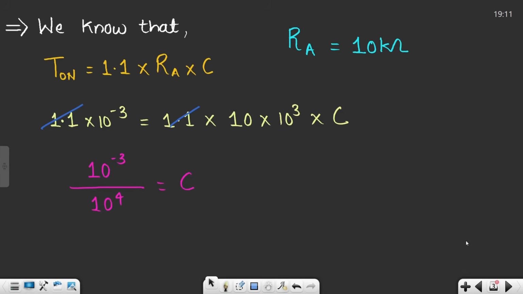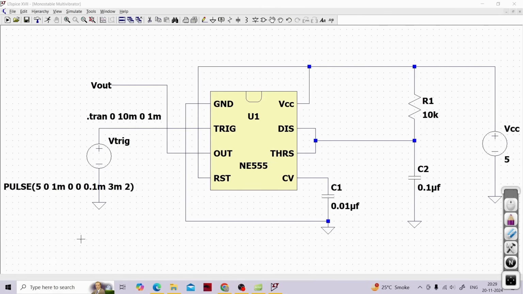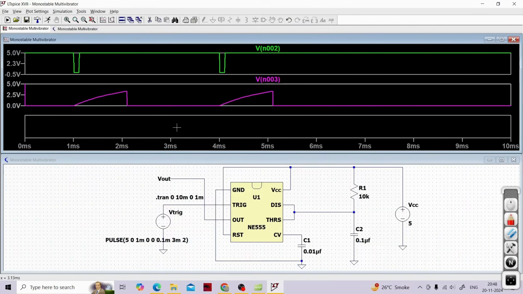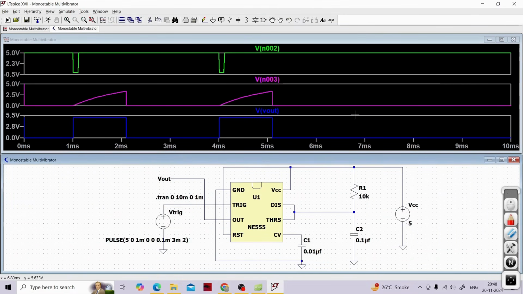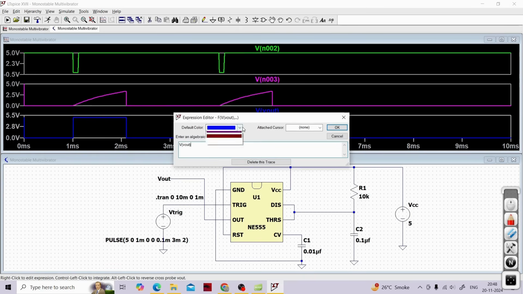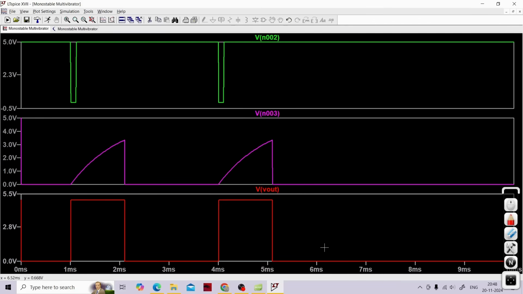So now let's proceed further. Now we are going to simulate this circuit and check the waveforms. So let me run this circuit. Go again over here, click over here, and then I'll plot my output waveform. I'll keep it as red, I don't want blue color. Yeah, you see the output waveform.